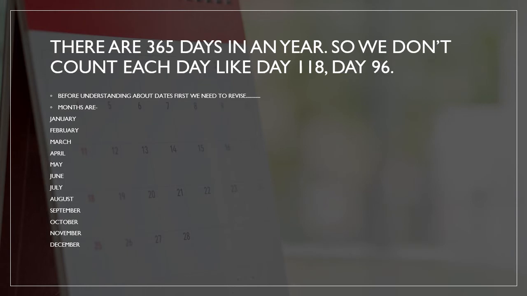And next, let's go to dates. There are 365 days in a year. So we don't count each day like day 118, day 96. Before understanding dates, first we need to revise. Okay, first we will revise months. Months are January, February, March, April, May, June, July, August, September, October, November and December. Okay, now we know the months, we revised it.